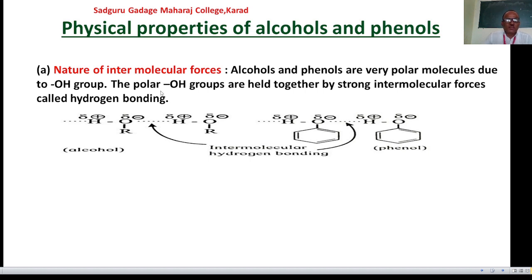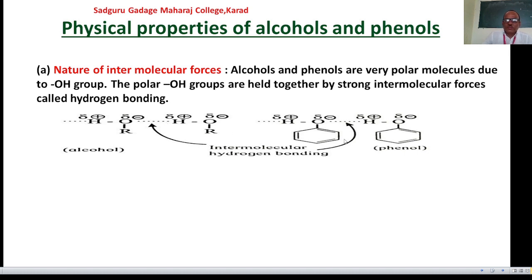See here, 1 molecule of alcohol is given, ROH. This oxygen carries a partial negative charge, hydrogen carries a partial positive charge. The second molecule of alcohol also contains oxygen with a partial negative charge, hydrogen with a partial positive charge. This dotted line represents the force of attraction between the negatively charged oxygen and the positively charged hydrogen atom. And there is a formation of a bond. This type of bond is called hydrogen bonding.